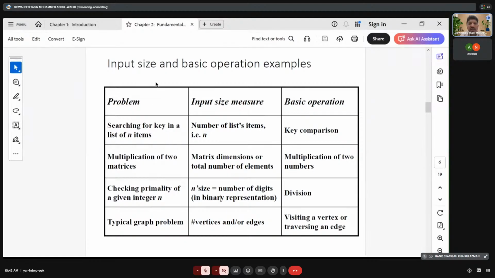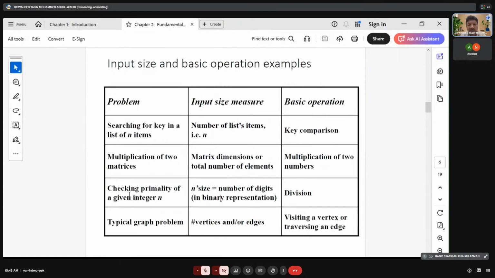Input size and basic operation examples. Problem: searching for a key in a list. The input size is the number of list items, n. What is the basic operation? Key comparison. Multiplication of two matrices: the input size is the matrix dimensions or total number of elements, and multiplication of two numbers is the basic operation.